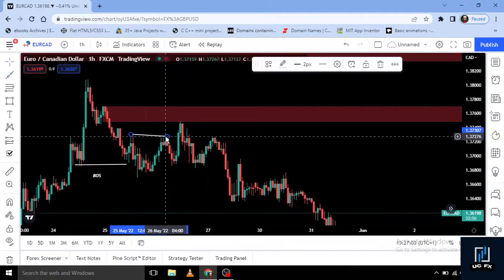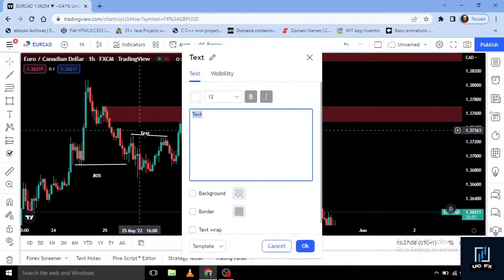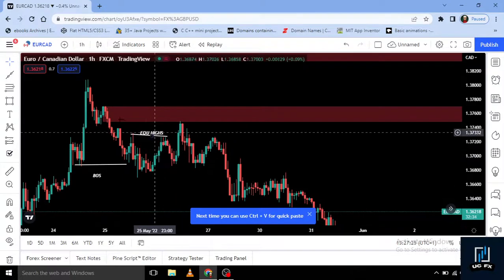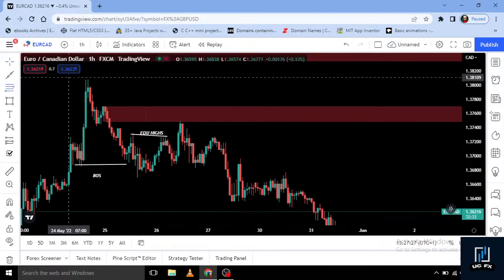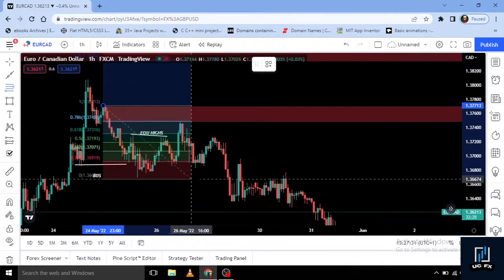We have liquidity. So equal highs. We have equal highs here as well. As you can see, this is our liquidity. So you take your fib as well. If you check it, take your fib and mark it out from the top to the down.